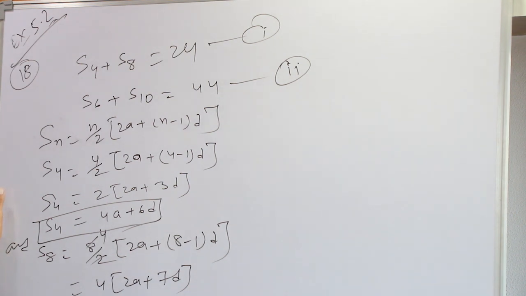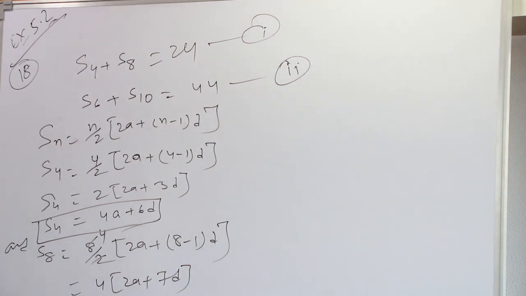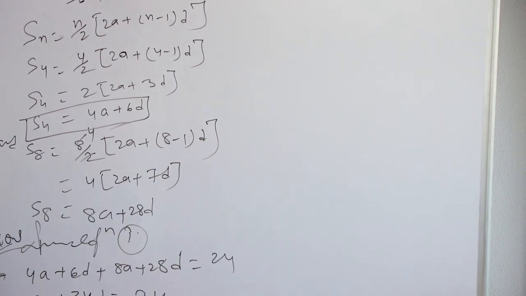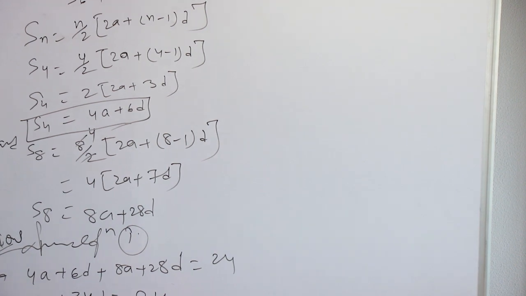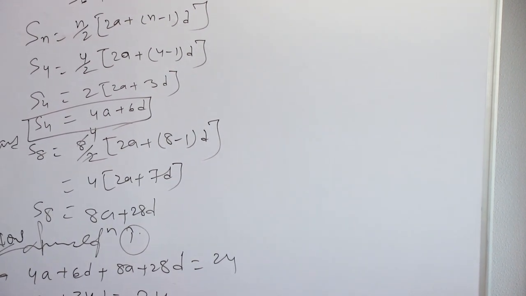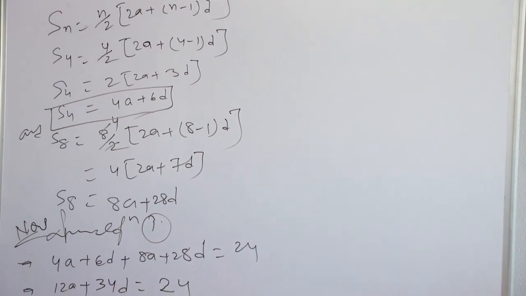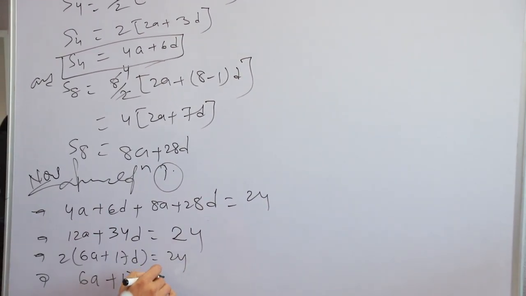How much is 4a plus 8a? That is 12a. 28 plus 6, that means 34d, equal to 24. You can take 2 common, that means 6a plus 17d equal to 24 by 2, that is equal to 12. That is equation number 3.